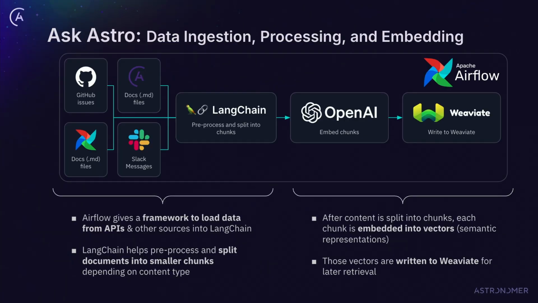This is what the Ask Astro DAG looks like from the non-code level. We currently embed data from different sources, like I mentioned. I just want to show that it can be structured, it can be unstructured: GitHub issues, docs, Slack messages. Then we utilize LangChain to split those into different chunks, and then pass it on to OpenAI to vectorize them, and then store them in the vector DB to then utilize during query time. This is just the ingestion part.